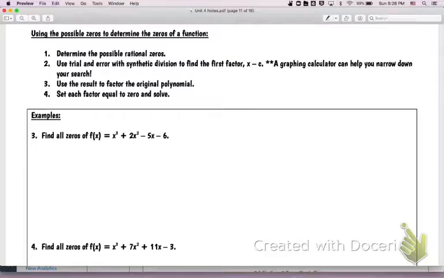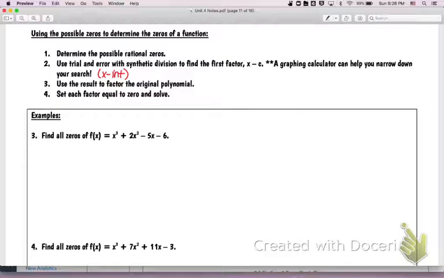Now, we can use a graphing calculator to help with this, because if it is a 0, if it is a factor, we are looking for x-intercepts if we look at the graph. Once we find one that seems like it works, we need to verify that by dividing, and then we can continue on with the process we did before, okay?